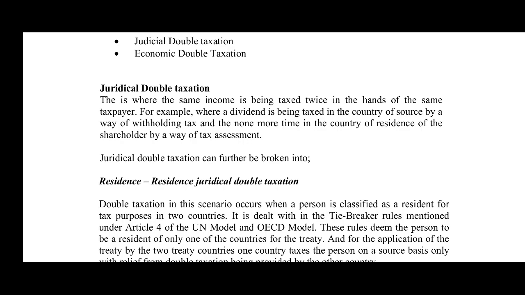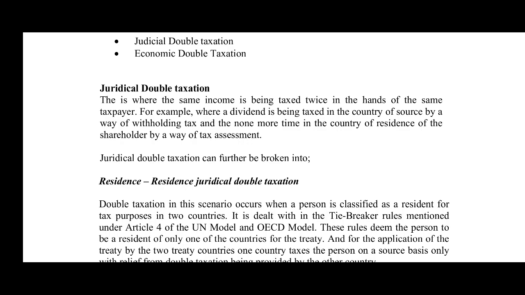So for example, where a dividend is being taxed in the country of source by way of withholding tax, and then one more time in the country of residence of the shareholder by way of assessment. That is juridical double taxation. Or you could say that if I've generated income from the UK, I was taxed in the UK at source, but I bring it to Ghana and I'm being taxed on that same income on a worldwide basis because I'm resident.